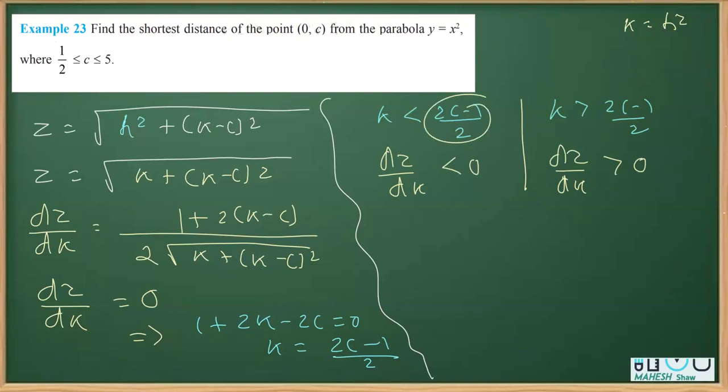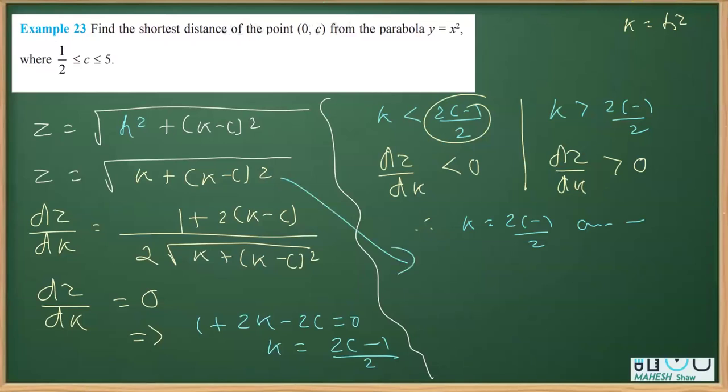This is the critical point, and as we find the sign of the derivative before this point, it is coming negative, and after this point, for a value greater than this, we are finding it positive. So clearly this will be called the point of minima. Therefore, we should say that k equals 2c minus 1 by 2 is the point of minima.